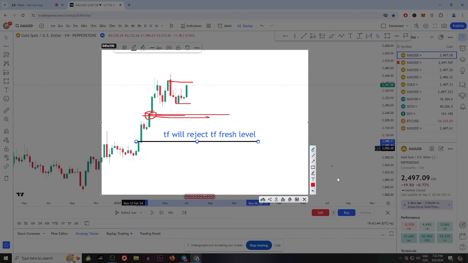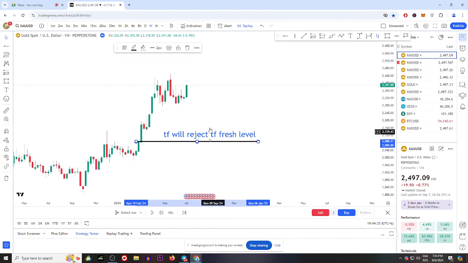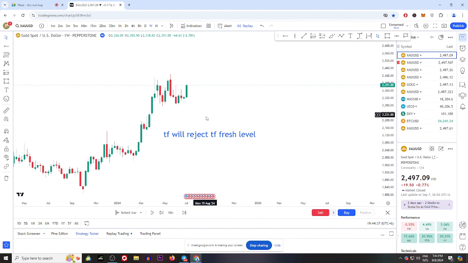We are going to use this particular gap area once we see the second part of the direction with the engulfing process. When I say TF will reject the TF fresh level, that means when we are talking about level, this level is either A level or V level, no gap level.